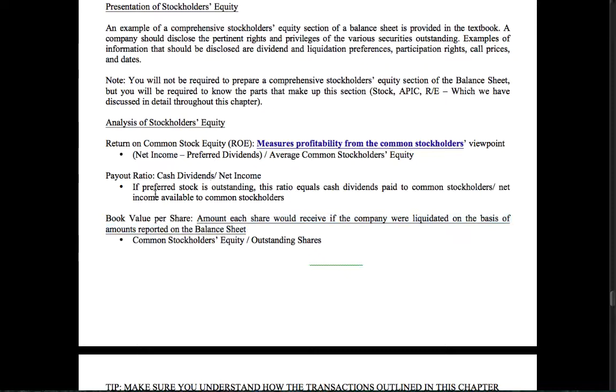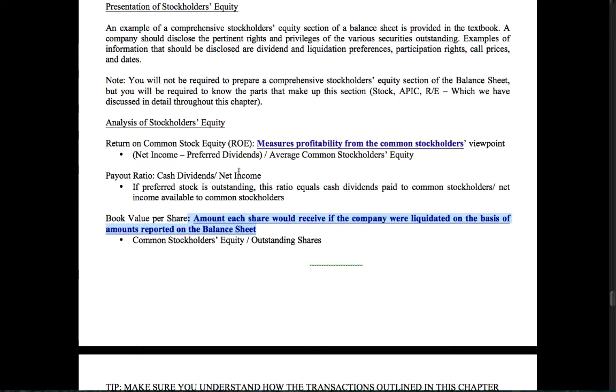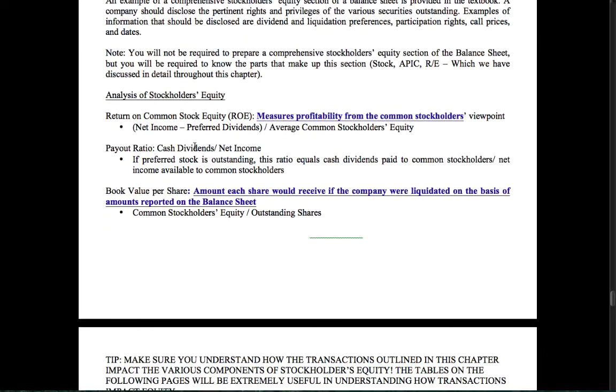And then the payout ratio just reflects what the cash dividends are to the net income and what percentage of net income the company is paying out in cash dividends to the common stockholders. Again, if I ask you how to calculate any of these, I will give you the formula, but the main thing I want you to know specifically for book value per share and return on common equity is the reason why it's important for common stockholders, why it's an important analysis tool.